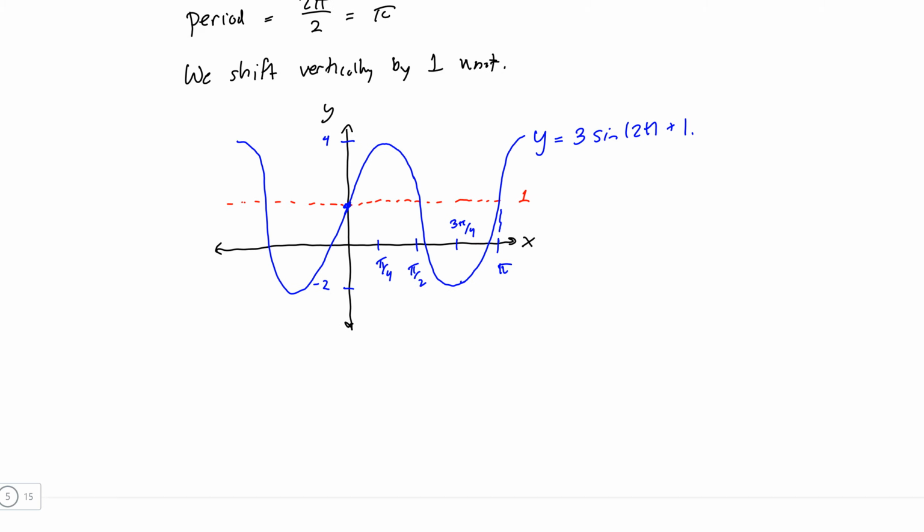Okay, so let's try a few word problems now, to see how this material is put into practice. So, temperature.